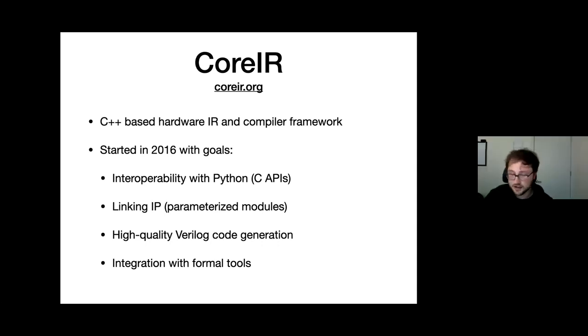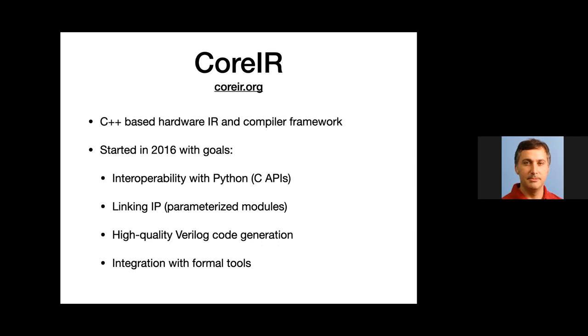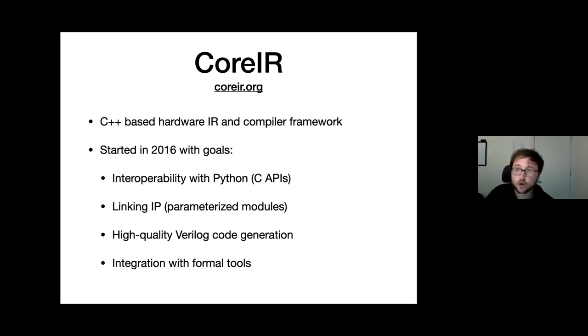Yeah, and there are a few other IRs floating out there, like FIRRTL. There's LLHD, and a whole bunch of these IRs. So just in terms of Core IR, I started in 2016 with the goal of being explicitly interoperable with Python. Magma was actually the first tool to come out of us, written by Pat because of his frustration with the design. So I developed Core IR to be first class compatible with Python, and made all the C APIs and all that. I was very interested in linking IP, specifically parameterized modules and generators. So there are a couple of design decisions in Core IR that I made that facilitate that.